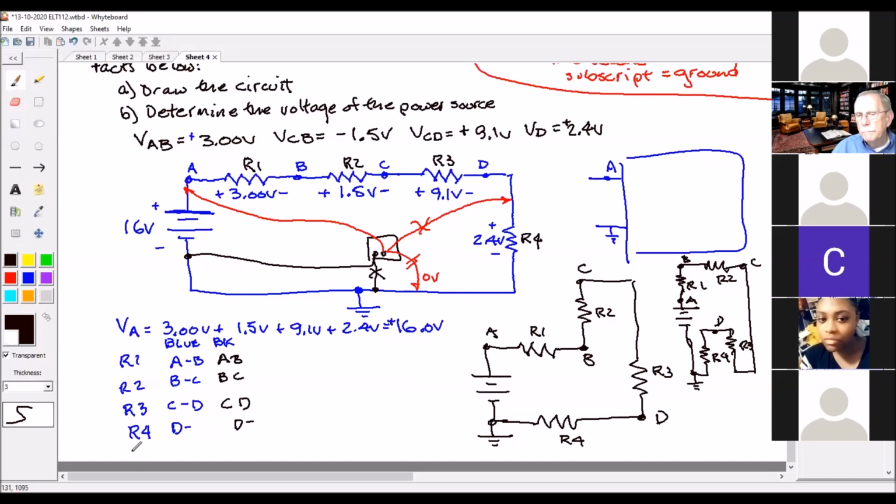Is ground usually closest to the negative point of the circuit or the negative terminal? It depends on the circuit. You can't always make that assumption.